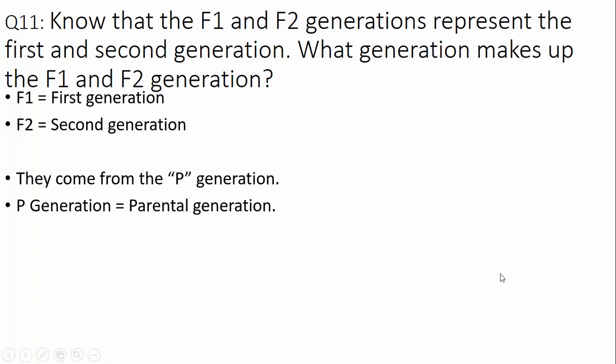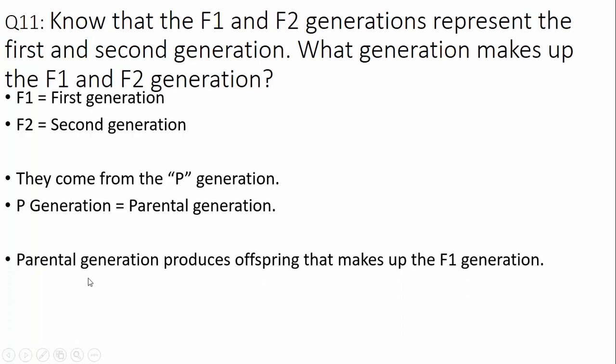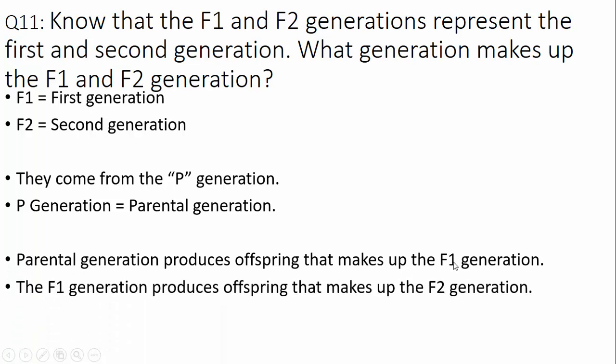Now, the parental generation somewhat helps make up the F2. So the parental generation would be like your grandparents. Your parents would be the F1, you would be the F2 generation. So parental generation produces offspring that makes up the F1 generation. The F1 generation produces offspring that makes up the F2 generation. So the F1 and F2 generation come from the parental generation. And one more time, the parental generation is like your grandparents.